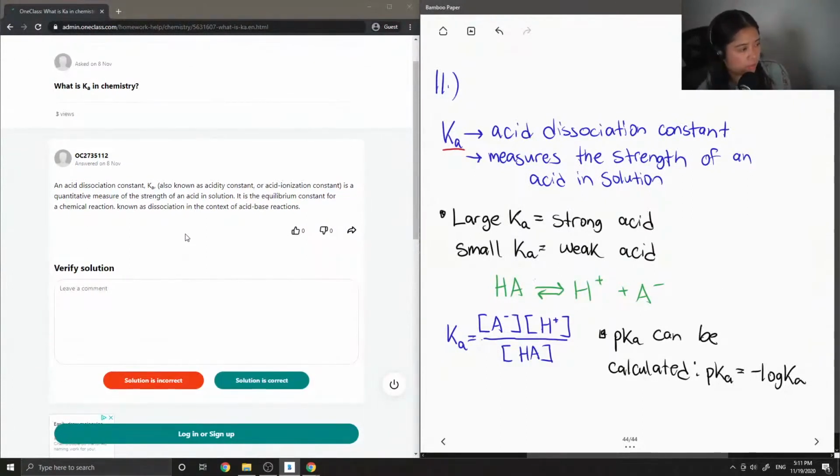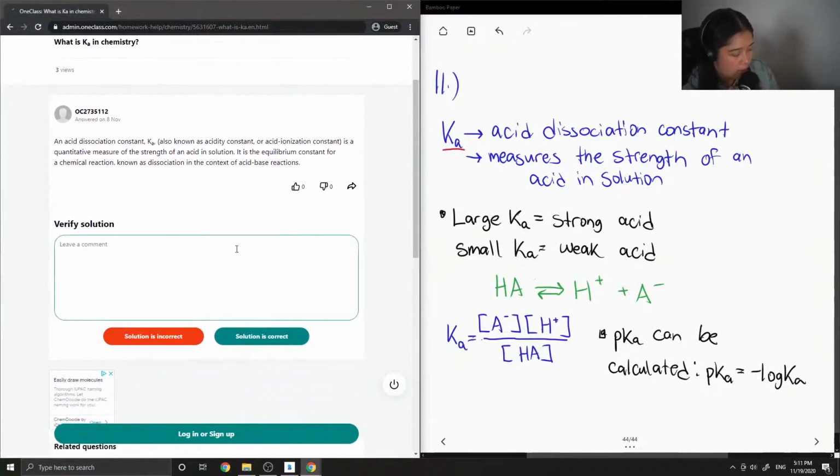Okay, so the junior tutor said that an acid dissociation constant, Ka, is a quantitative measure of the strength of an acid in solution. It is the equilibrium constant for a chemical reaction, known as dissociation in the context of acid-base reactions. Yep, so the solution is correct.